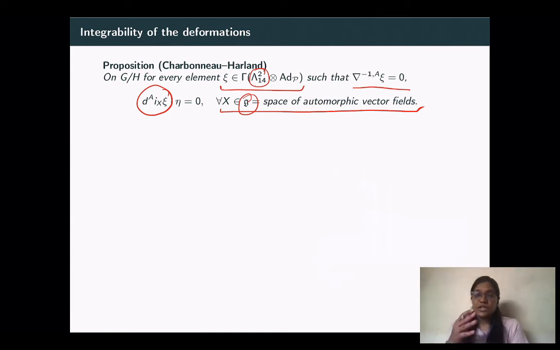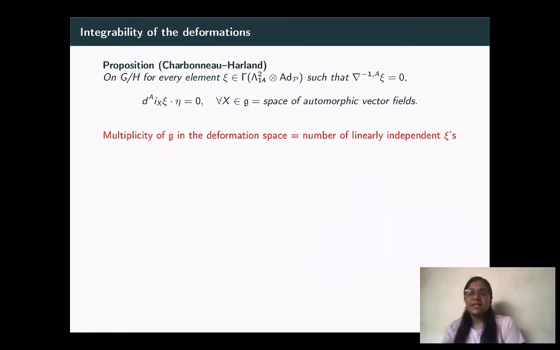So what this proposition says is that for each such independent C that satisfies these two conditions, we will get a copy of 𝔤 worth of infinitesimal deformations, or we will get this space isomorphic to this Lie algebra of G of infinitesimal deformations. So the multiplicity of the Lie algebra of G in the deformation space is actually equal to the number of linearly independent C's which satisfy these two conditions.